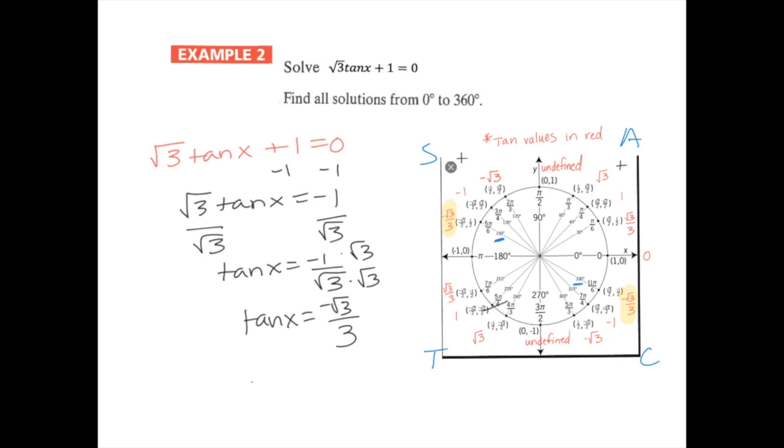Now notice also in these directions, it was different than last time. It asked us to find all solutions from 0 to 360. So that tells us that we're working in degrees this time and not radians. So I represent these angle measurements as degrees. So in the second quadrant, I have a 150 degree angle. And in the fourth quadrant, I have a 330 degree angle. And so those would be my two solutions to this trig equation.